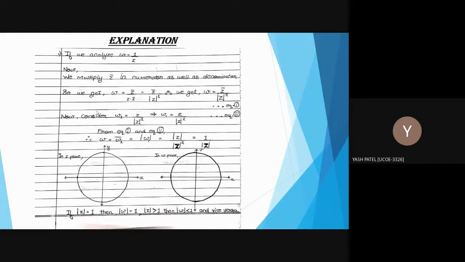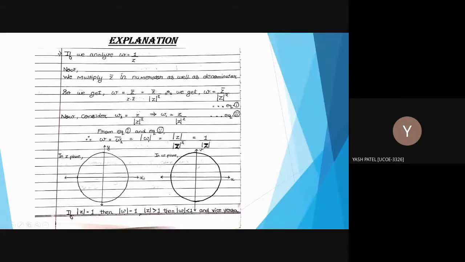So if we analyze W equal to 1 by Z, we multiply Z bar in numerator as well as denominator. So we get W equal to Z bar upon Z into Z bar, that is Z bar upon mod Z square. Now consider W equal to Z bar upon mod Z square and W1 equal to Z upon mod Z square. From equations 1 and 2 we get W equal to W1 bar, that is mod of W equal to mod of W1, which is equal to mod of Z upon mod Z square, and that is further equal to 1 upon mod Z.